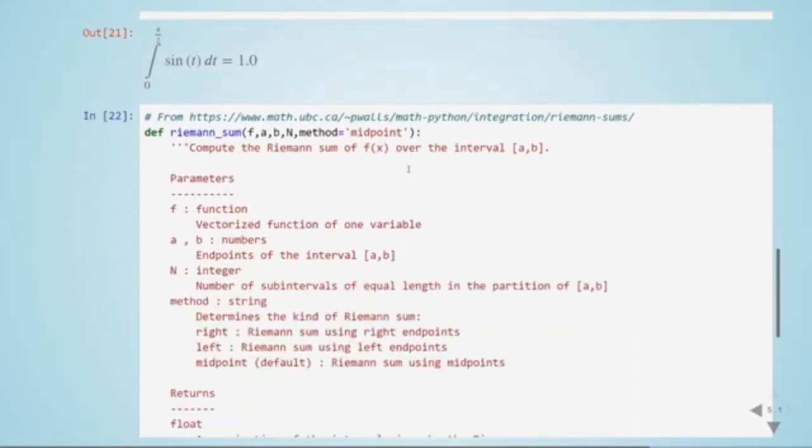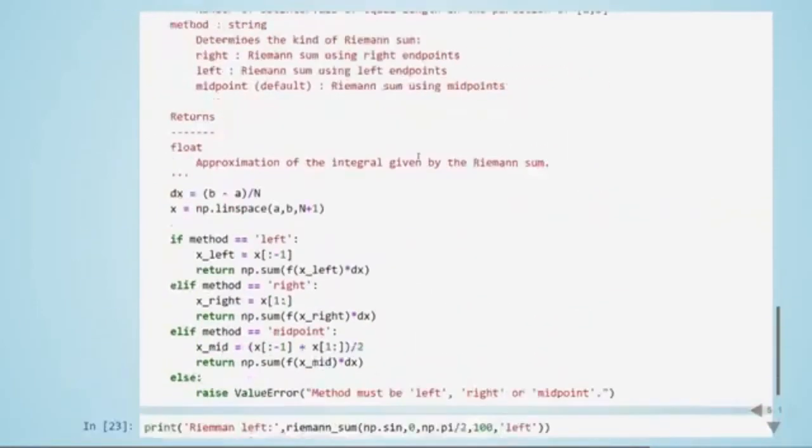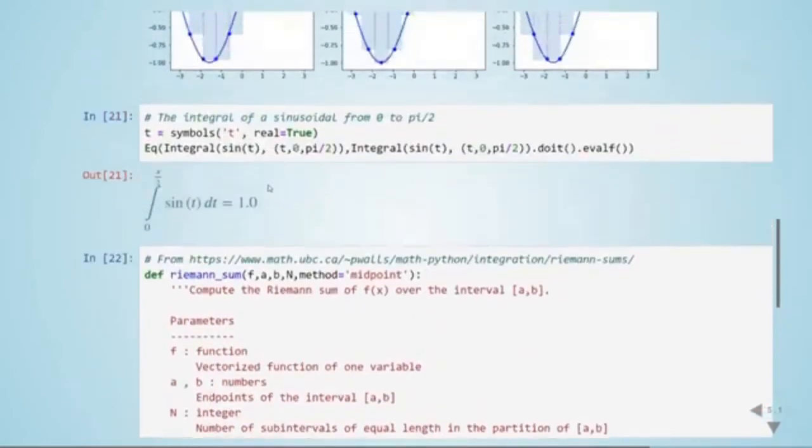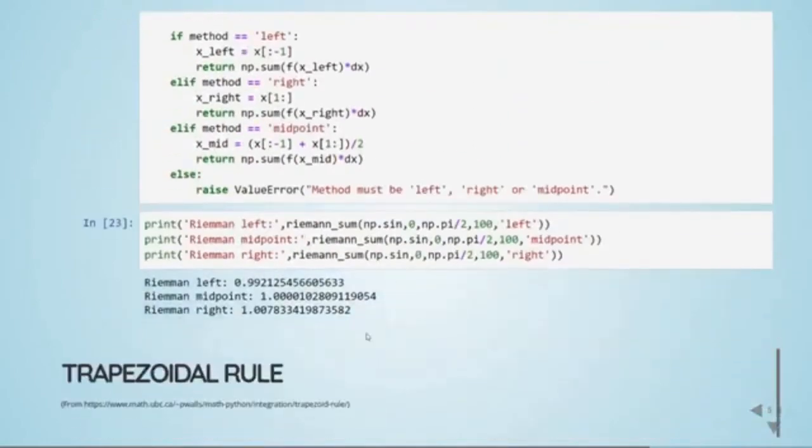and we can choose the method: midpoint, left or right. Now we are computing the Riemann sum from 0 to pi divided by 2. We know the theoretical value should be 1, and we have 0.991. So we see that it's a very good approximation with some errors.